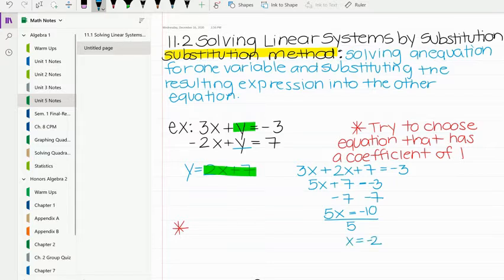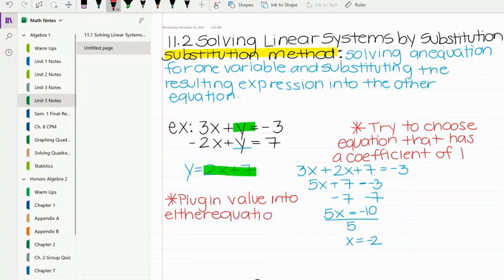Okay. Now that we have the x, remember when we solve a system of equations, we're trying to figure out the ordered pair of where those lines intersect. All we have is the x, so I'm sure you guys can guess. To get the y, we plug in that x value into one of the equations. So I'm just going to make a note here. We are going to plug in the value into either equation to solve for the other variable.